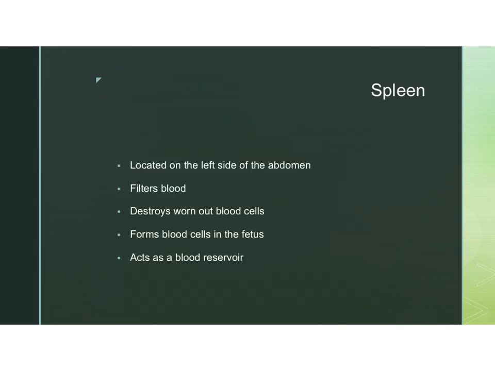So the spleen is located on the left side of the abdomen, and its function is mainly to filter blood. It destroys worn out blood cells, and then it also helps with blood cell formation in a fetus before there's enough red marrow, since usually blood cells are formed in bone. And so it helps with blood cell production until there's enough red marrow to make that process viable. And it also acts as a blood reservoir, so blood cells can be stored in the spleen.